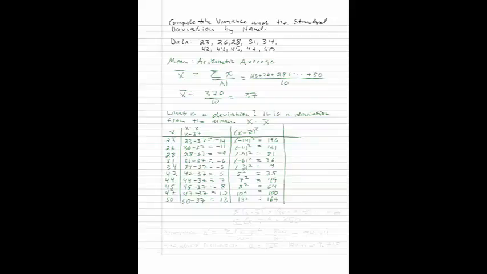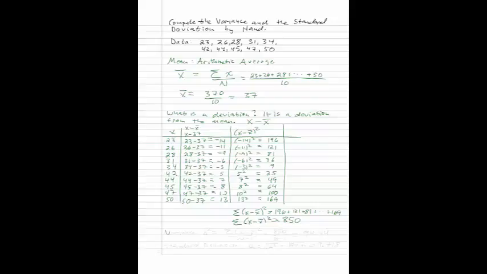Now, what I'm interested in is the sum of the deviations squared. So what is the sum of the deviations squared? So x minus x bar squared, I've got to add up all of those numbers. So that is 196 plus 121 plus 81 plus ... plus 169. If I add up all the deviations squared, what does that give me? The result is 850.